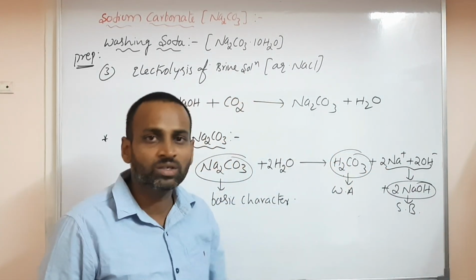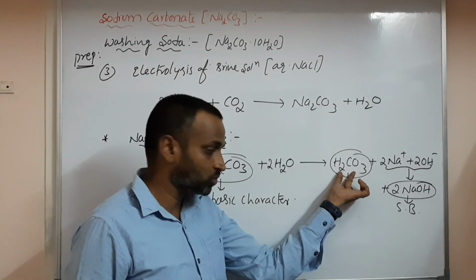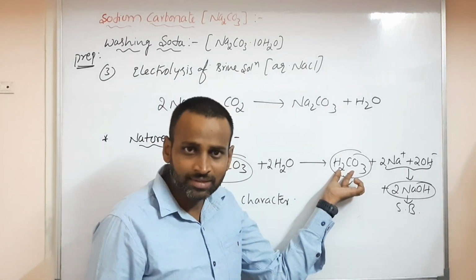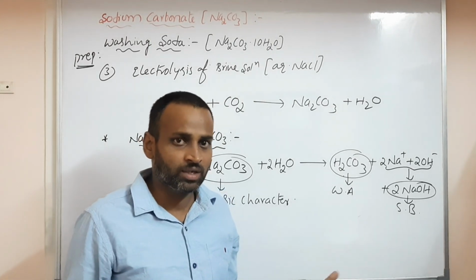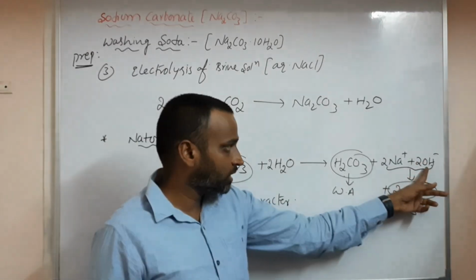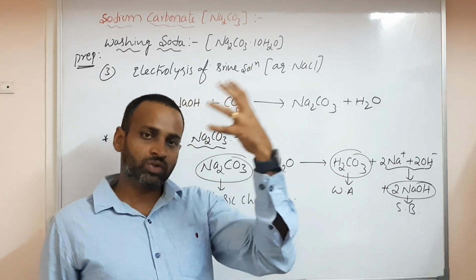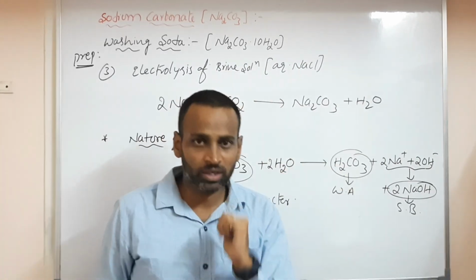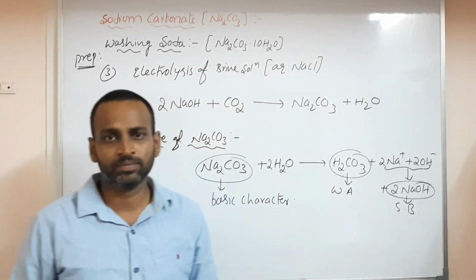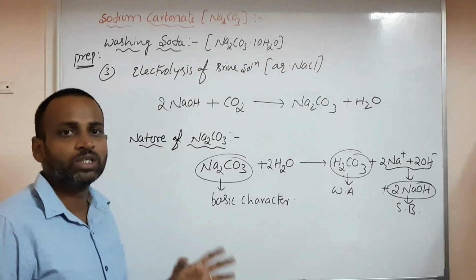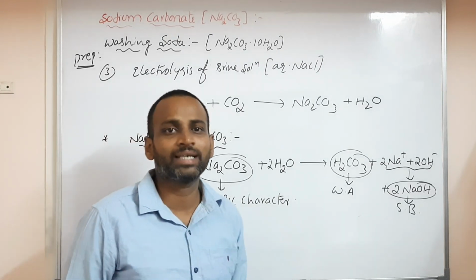In water, which ions are more? H2CO3 is a weak acid, so it cannot dissociate easily. So in water, what ions are there? OH minus ions are there. If the OH minus concentration is more, what character does that mean? Basic character. Understood clearly? So Na2CO3 has basic character.